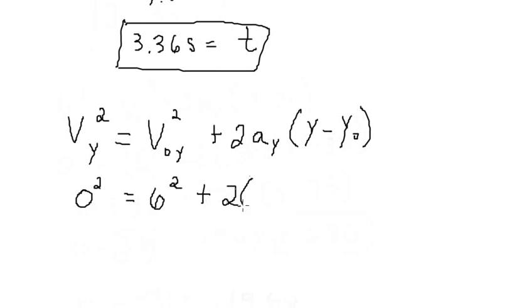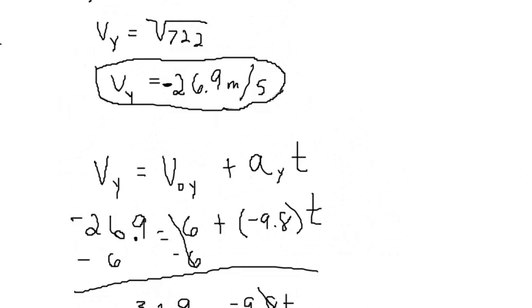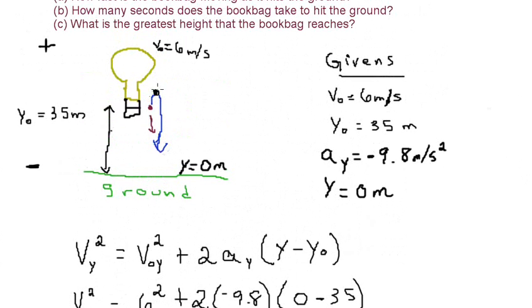Okay, so the acceleration we know is negative 9.8. The initial height is 35 meters, and the final height is what we're looking for. So we said that the book bag was dropped from a height of 35 meters, but now we need to find out what that little tiny height up here is. The book bag was dropped from 35 meters above the ground, but we want to know what's the highest that the book bag is going to go up when it's dropped from the balloon.